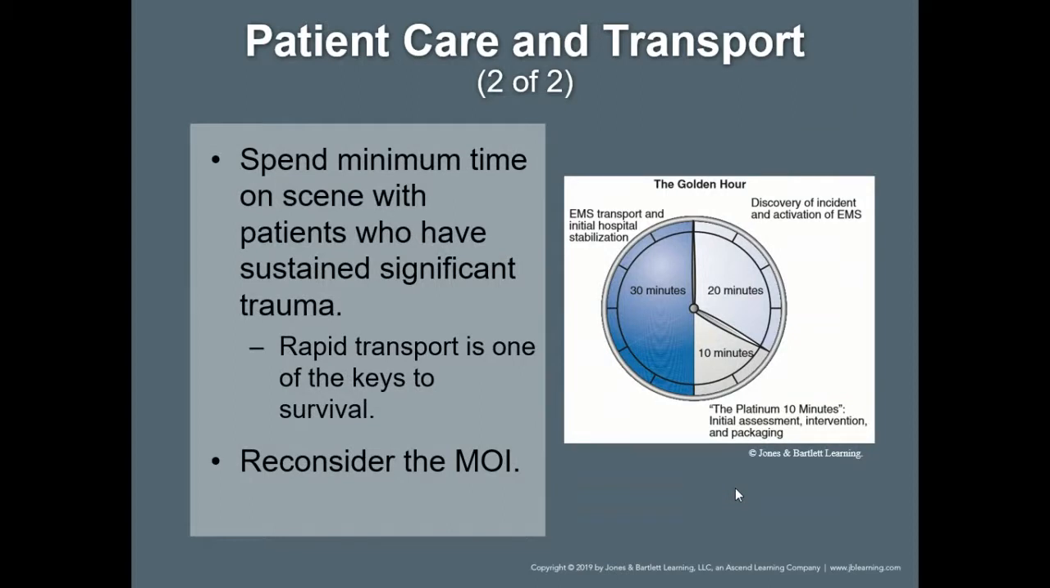Spend minimum time on scene with patients who have sustained significant trauma. Rapid transport is one of the keys to survival for a critical trauma patient. Remember your golden period or your golden hour and your platinum 10. And for your trauma patient, within 6 minutes, we need to address life threats. We need to be ready to move with that patient.